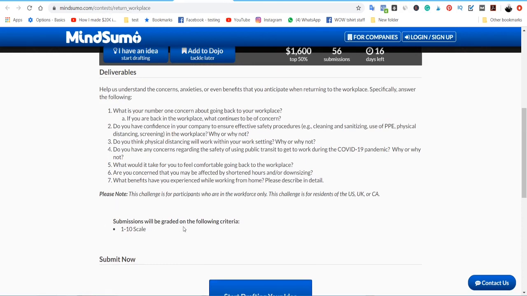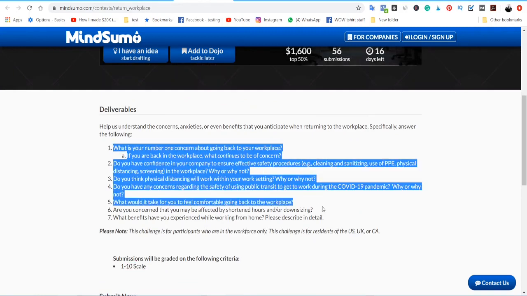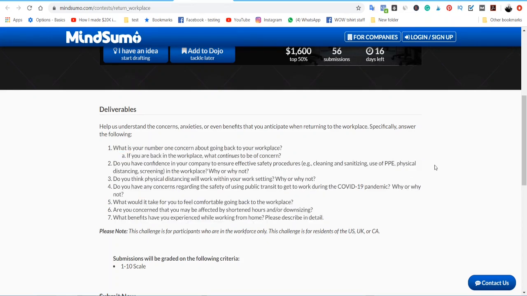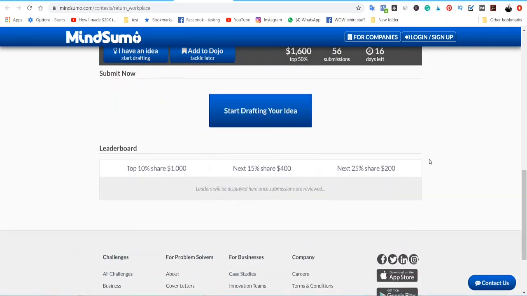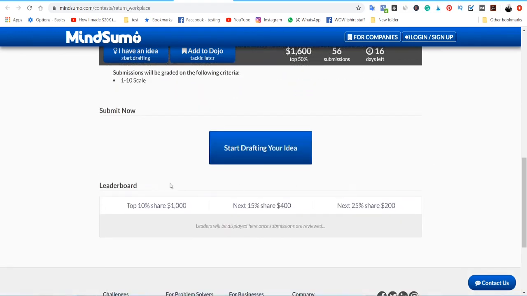Submissions will be graded on the following criteria, on a 1 to 10 scale. If you can get a 10, which is very, very good, it literally means that you already addressed all the questions and all the points correctly, and you might want to add some value as well, right? You might want to add some unique solution, a unique problem solver, in order to make the most money with Mindsumo. That is how the company that provides the question, the problem, is going to rate you and pay you as well. Okay, so if you are ready, just start drafting your idea here.